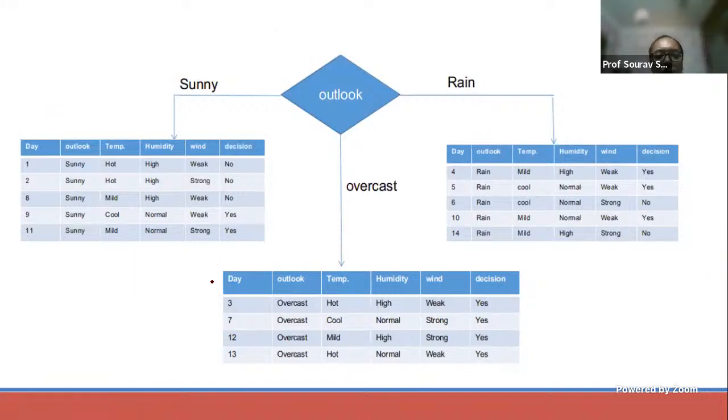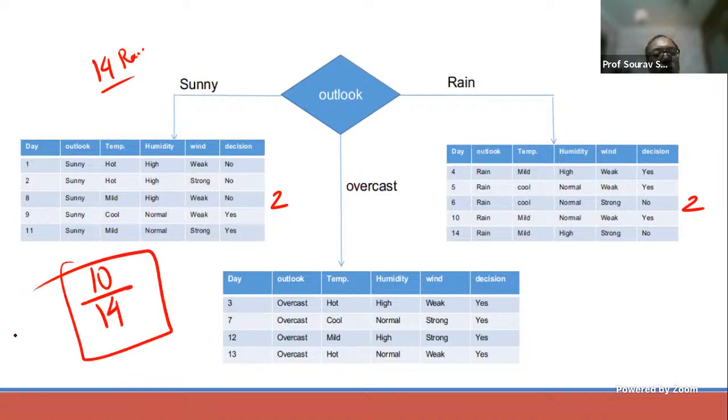Otherwise, another simpler method: you had 14 records. Here 2 will be misclassified, and here 2 will be misclassified. So of 14 records, I'll have 10 correct classifications and 4 misclassifications. So 10 by 14, whatever that comes out to, is going to be the accuracy of this particular decision tree. Got the point? Shikha, doubt cleared? I think only one person gave the answer correctly. Hari gave the correct answer: 10 by 14. Okay, let's move ahead.